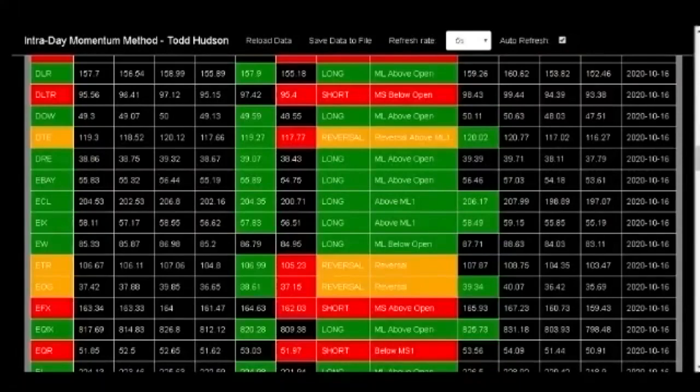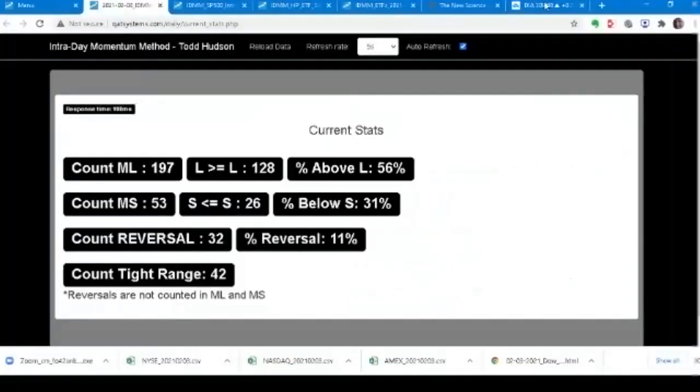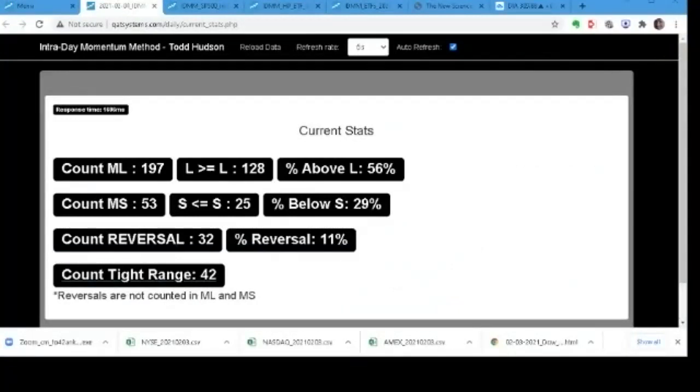I'm going to show you actually in real time what this would look like. Basically, this is just a current stats page. It keeps track of all the stocks in the S&P 500. It tells you what percentage are at or above the ML1 level, what percentage are at or below the MS1 level, and what percentage of stocks were actually intraday reversals. How many stocks actually haven't met a level at all during today's trading range.